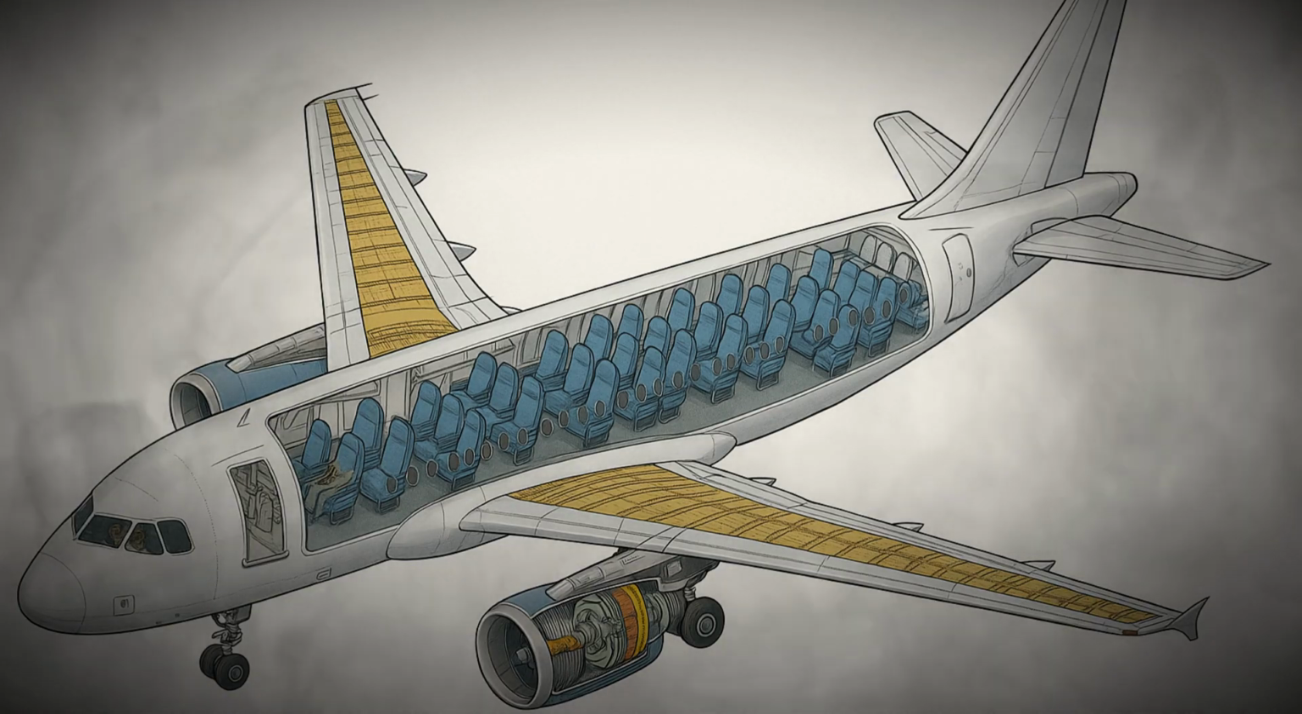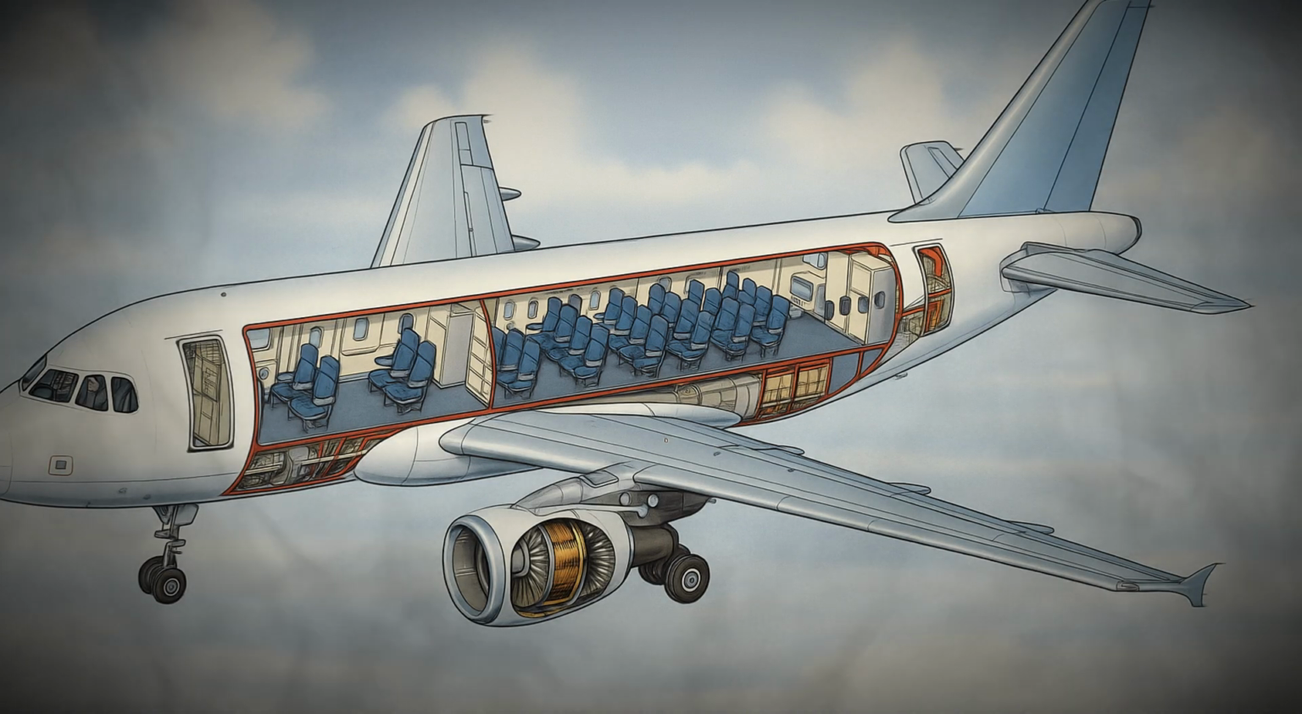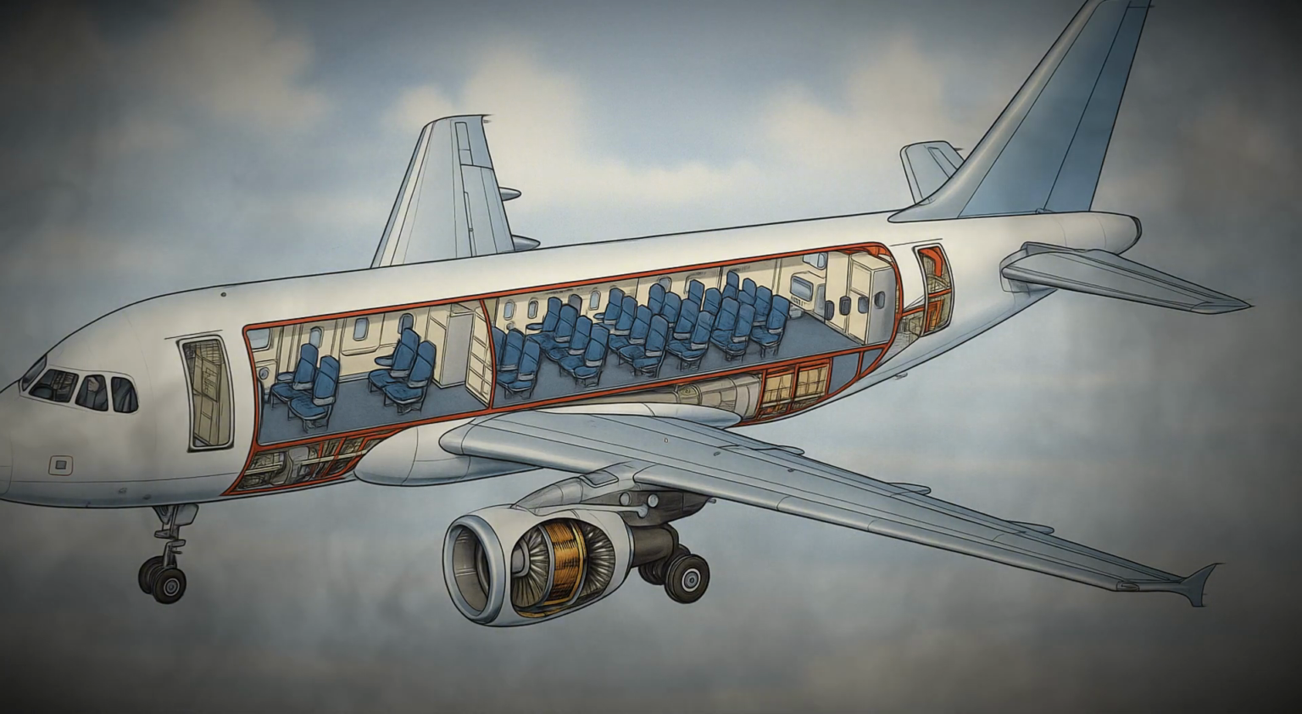This is not because these phases are inherently unsafe, but because they involve transitions, higher workload, and proximity to the ground. The industry has responded by focusing safety measures, design improvements, and training efforts on these stages of flight. In conclusion, takeoff and landing are the most complex and demanding parts of flying an airplane.